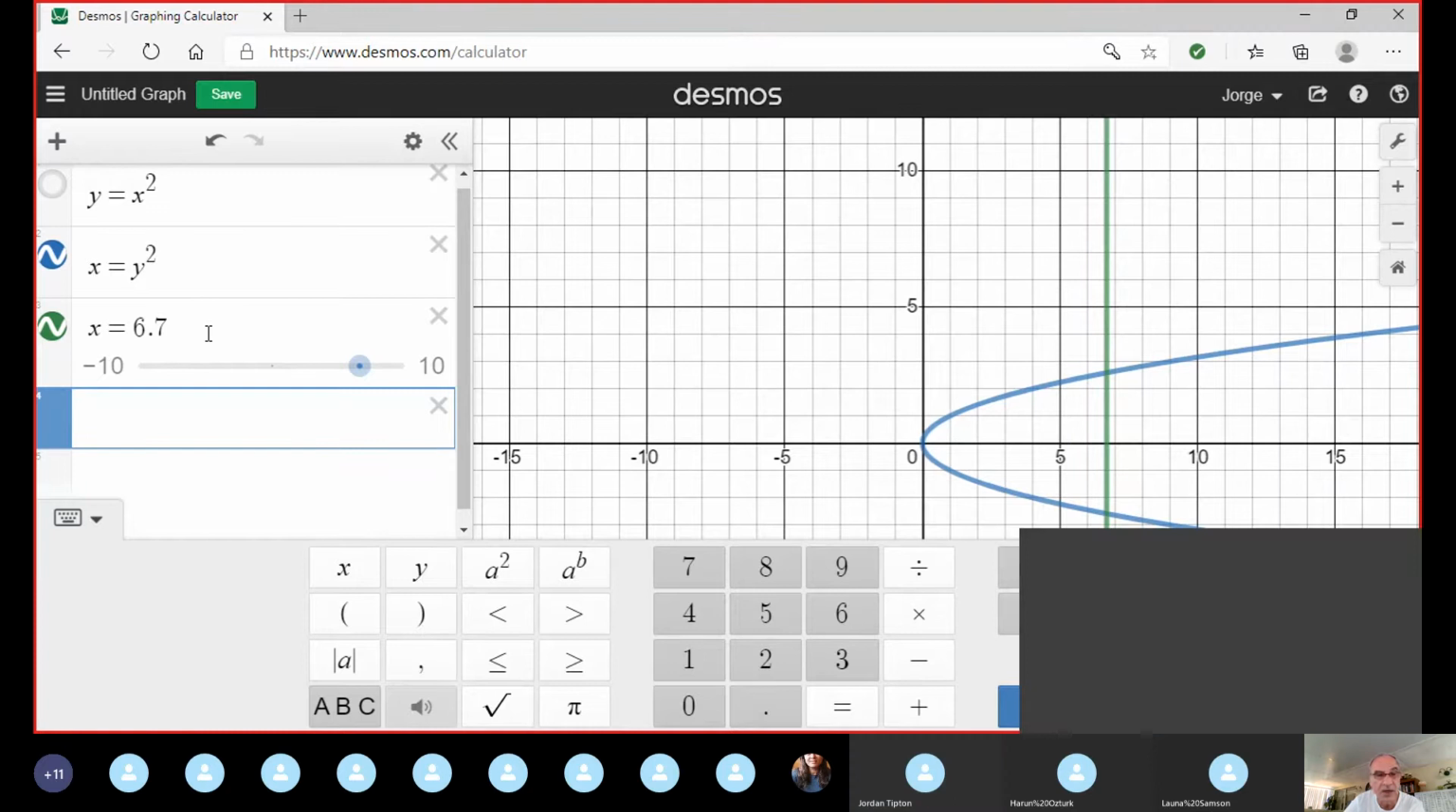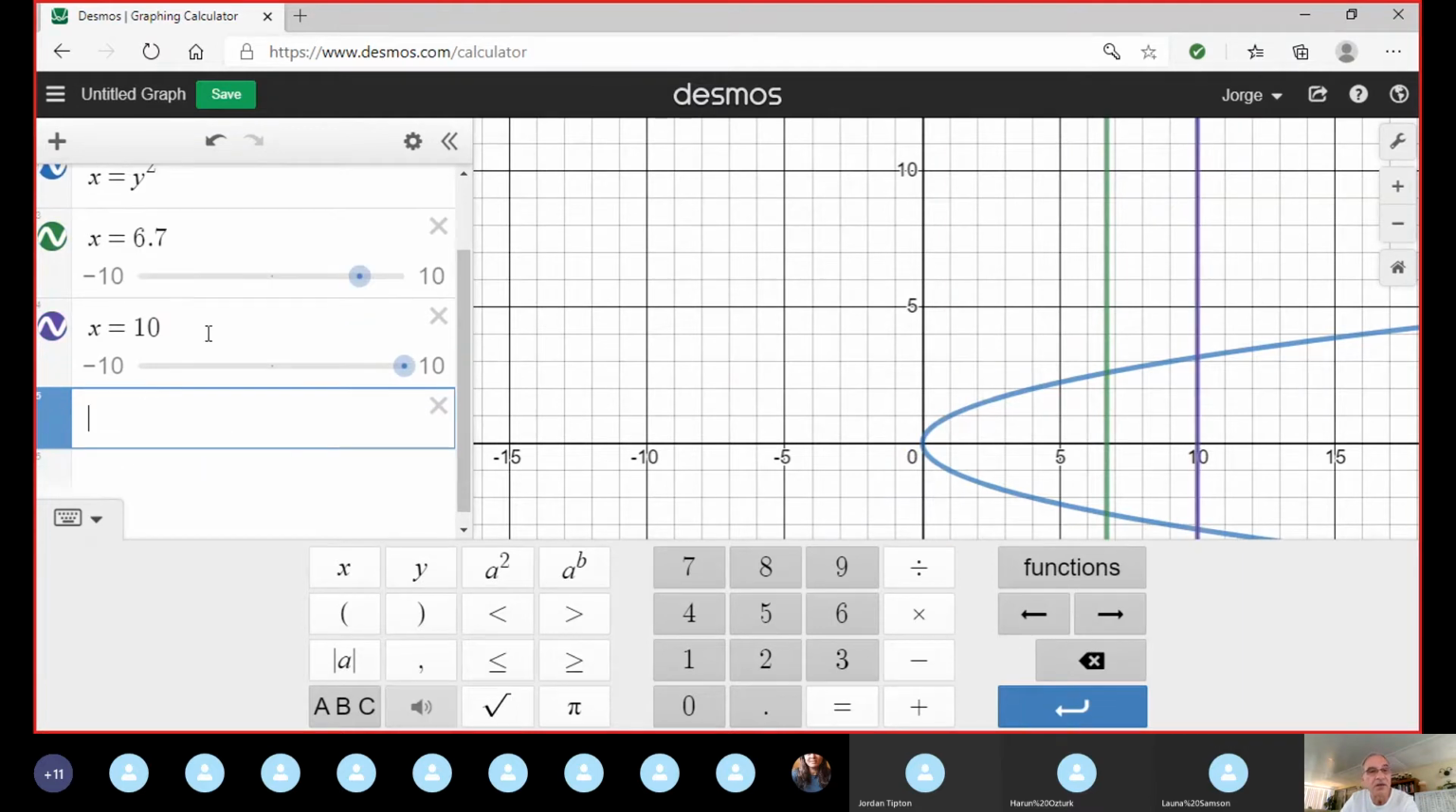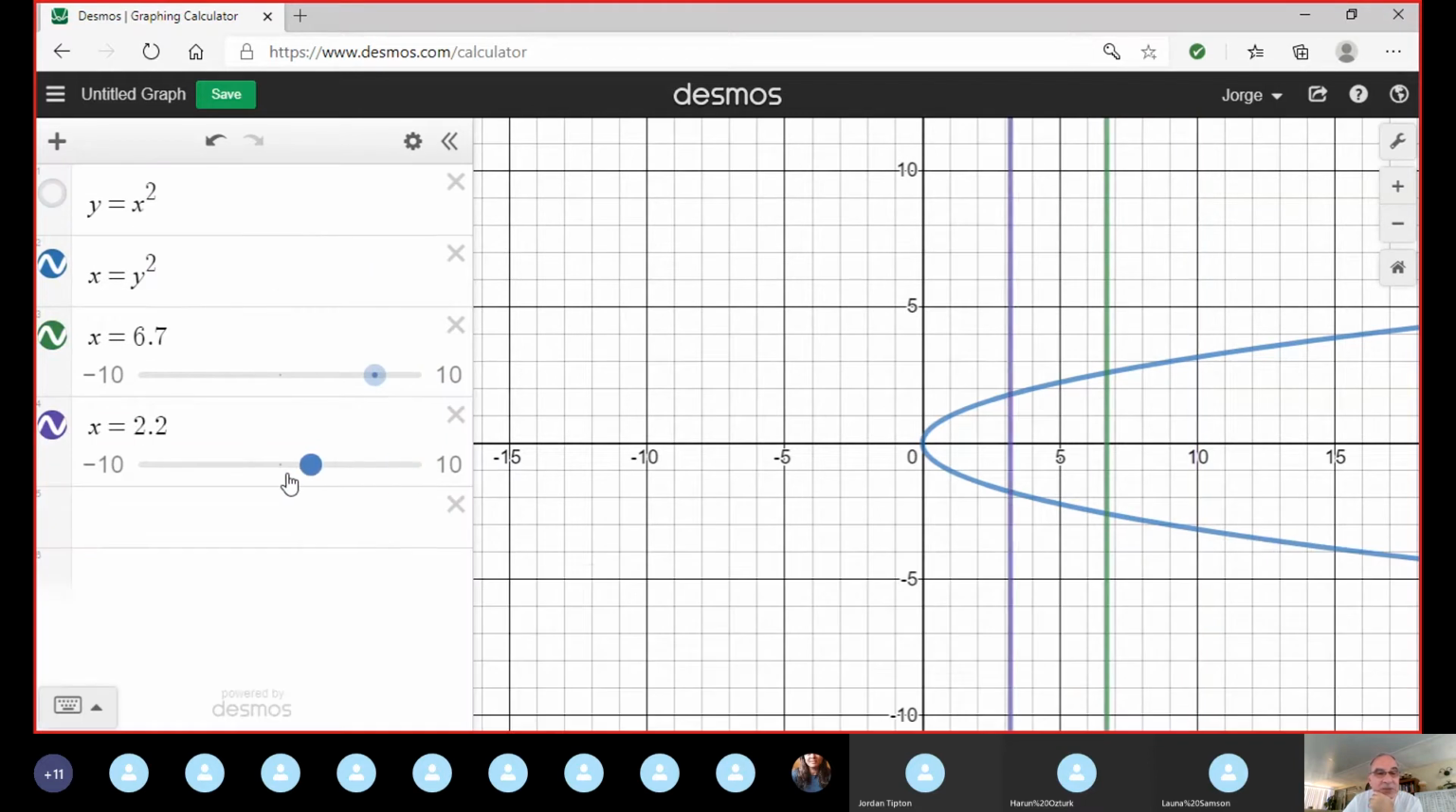Yes. You see, no? Okay. You type x equal whatever. 10. I like 10. I don't know why. Click here, and you automatically create one slider. Can you move it like that? Okay? It's fantastic. We're using that.